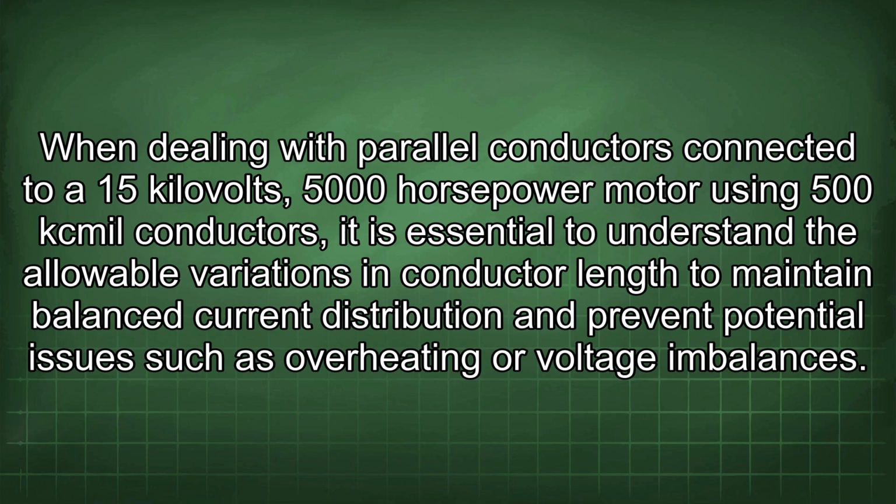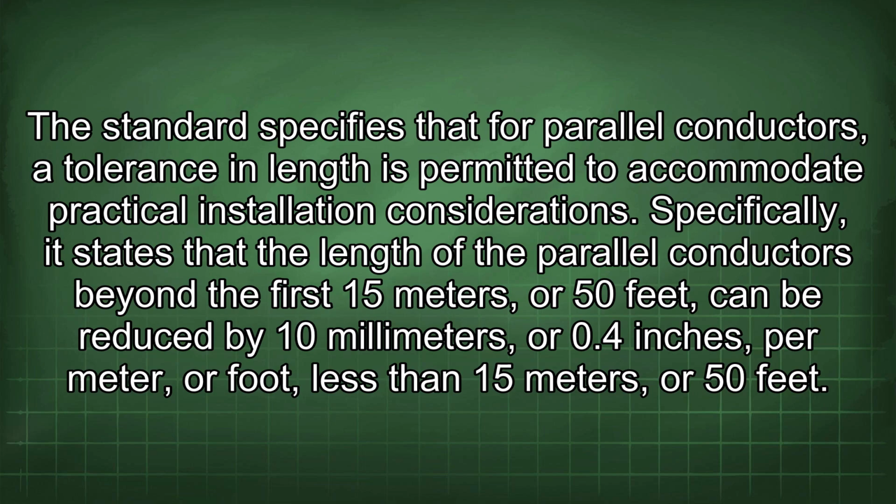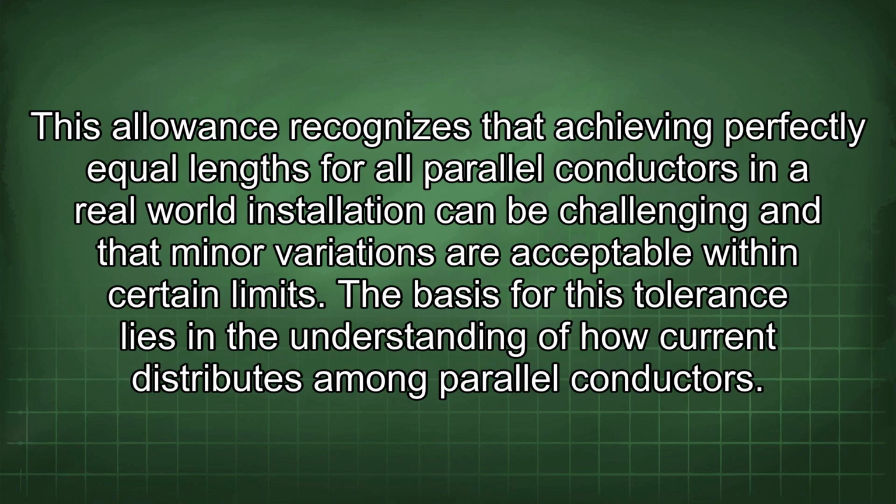overheating or voltage imbalances. The standard specifies that for parallel conductors, a tolerance in length is permitted to accommodate practical installation considerations. Specifically, it states that the length of the parallel conductors beyond the first 15 meters, or 50 feet, can be reduced by 10 millimeters, or 0.4 inches, per meter, or foot, less than 15 meters, or 50 feet. This allowance recognizes that achieving perfectly equal lengths for all parallel conductors in a real-world installation can be challenging and that minor variations are acceptable within certain limits.